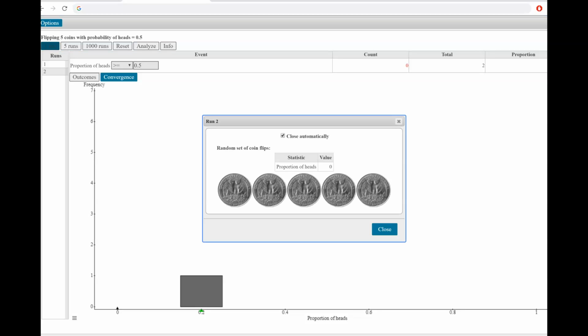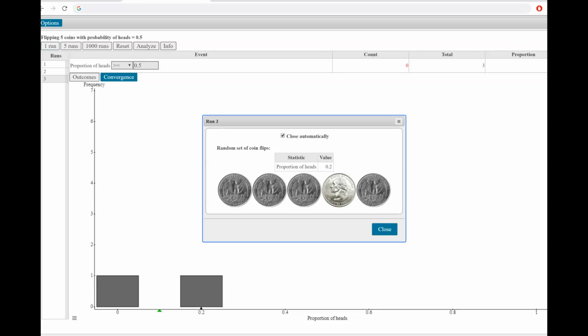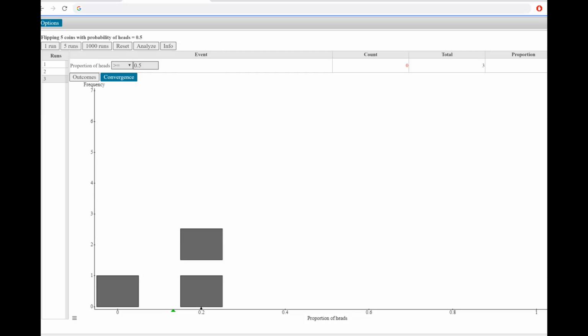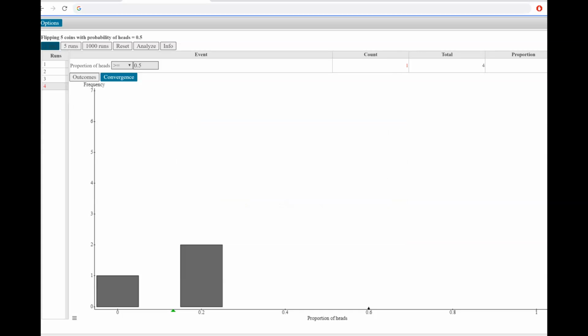Notice here I didn't get any heads. So I'm going to go ahead and go down to 0. Okay, I'm going to do it again. Now I only got 1 head, so I'm going to tally up right there. Okay, and I'm going to do this many different times. Obviously this is going to be really annoying if we just do this over and over and over again.